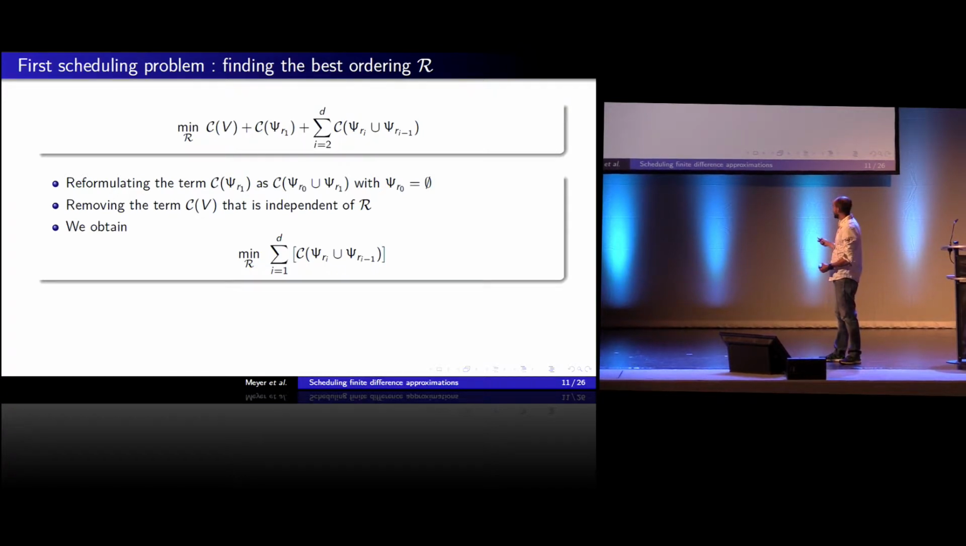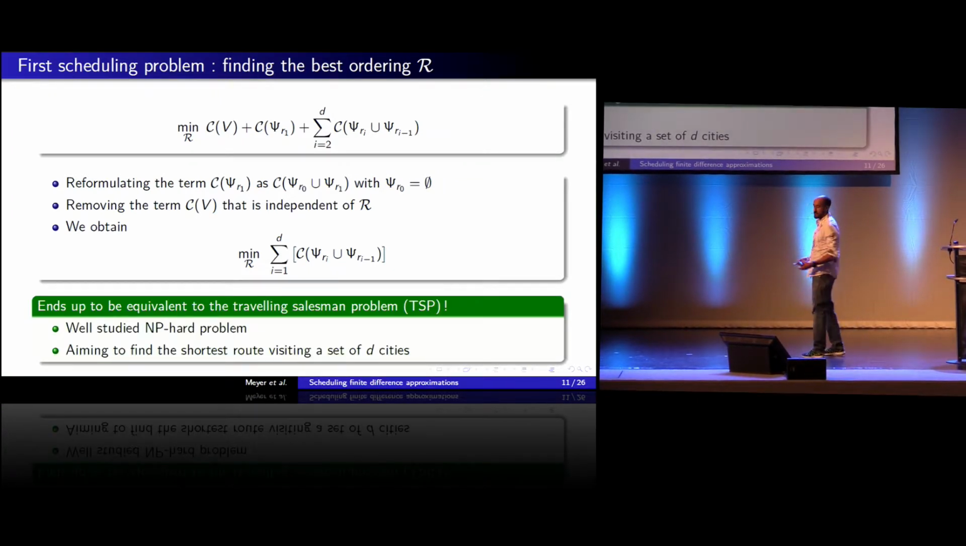So if we rework this expression a bit, we can remove this cost because it's independent of R, and if we include this one within this sum, like you can see here, in fact, we can see that this problem ends up being equivalent to the traveling salesman problem.